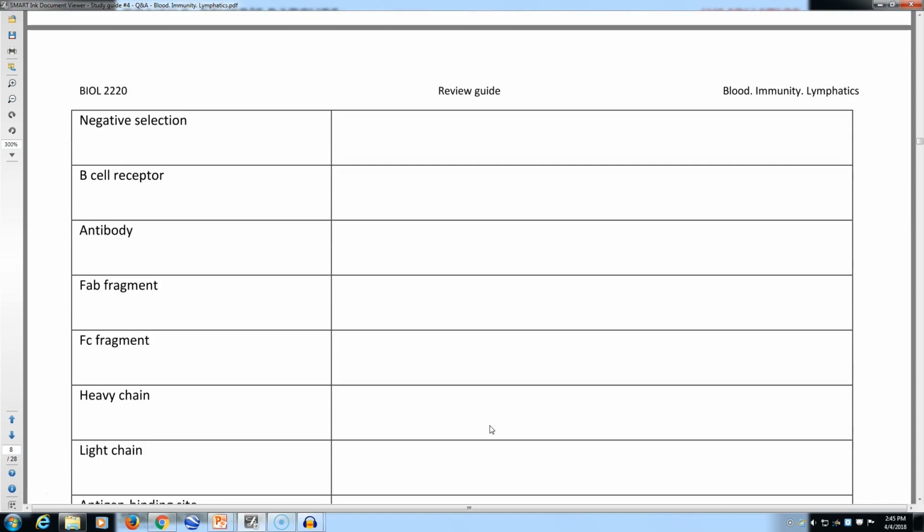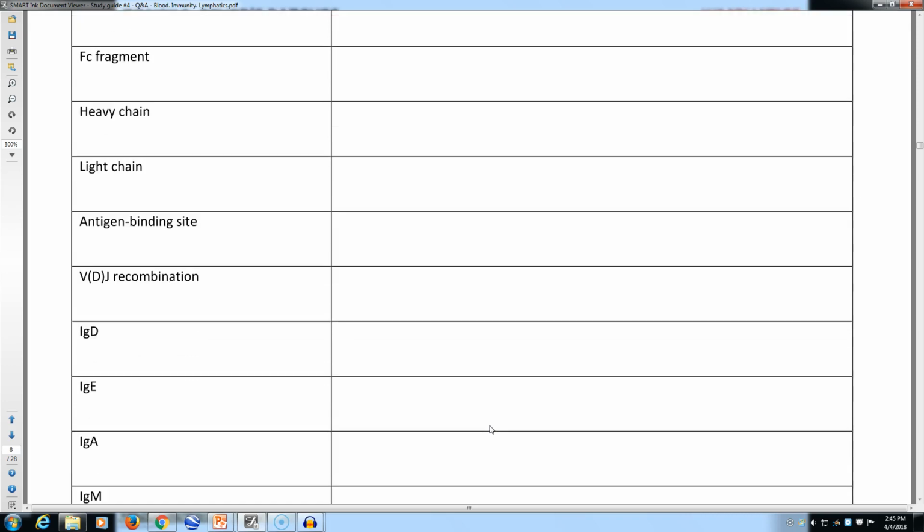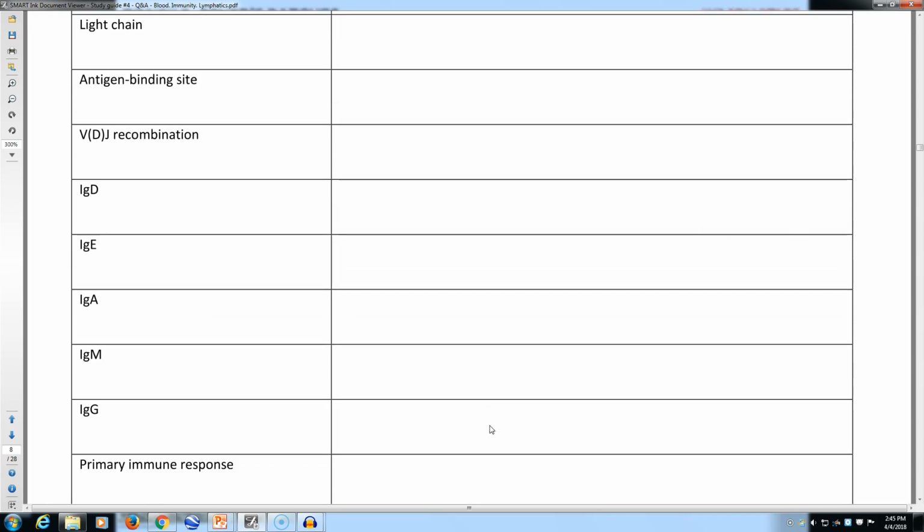Structure of the antibody, to the level of 2 heavy and 2 light chains, 2 FAB fragments that bind antigen, and 1 FC fragment that binds to the cell. So antigen binding side, the FAB, right?